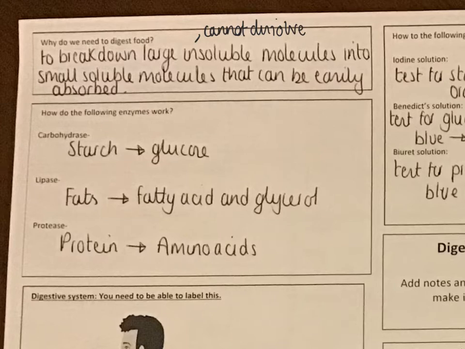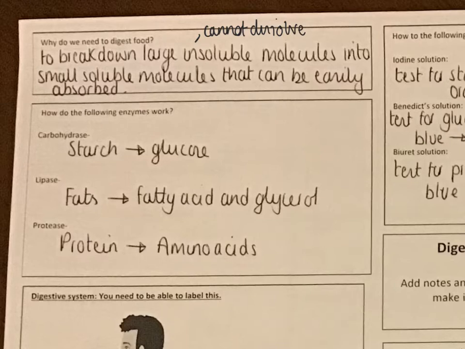So we break down large insoluble molecules into small soluble molecules. So soluble, then obviously it can dissolve. That can be easily absorbed by the body. That is something that we need to know. We can't just write down to break down food, okay? We need to make sure that we write large insoluble molecules into small. And the reason then is that we can absorb it into our bloodstream.